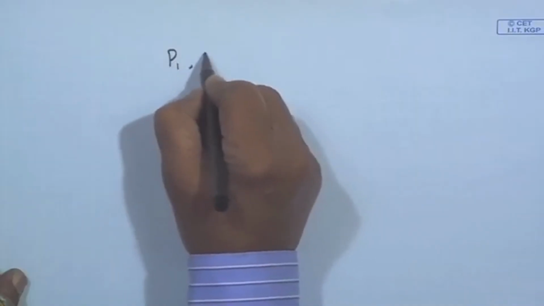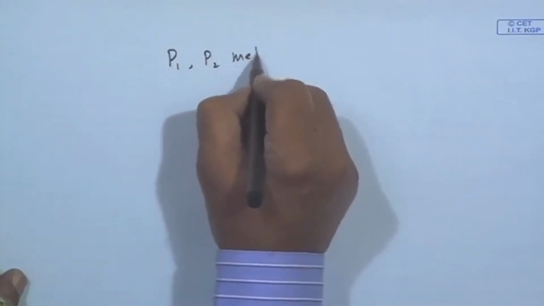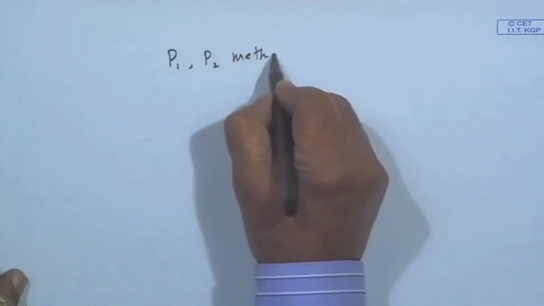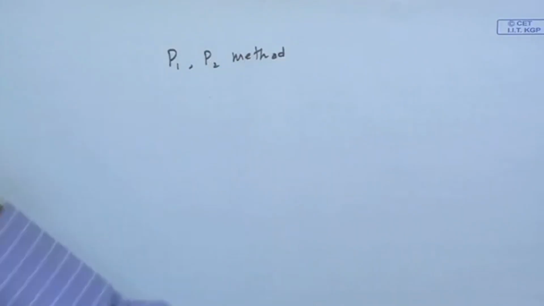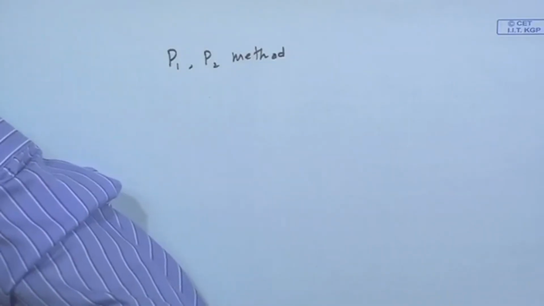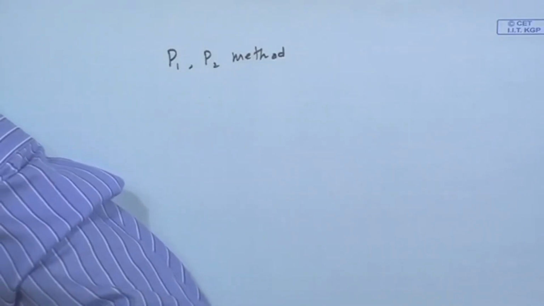So, this has been actually modeled by Brandemuehl and Beckman, the so called P1, P2 method, which are the economic indicators. One represents the collector loss and the other the fuel cost and the system cost.